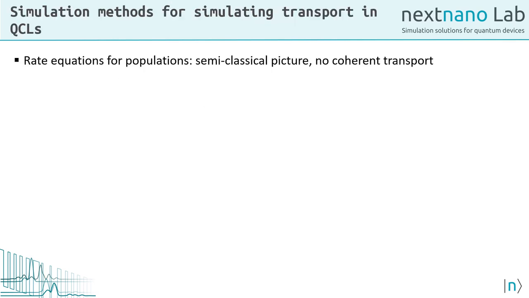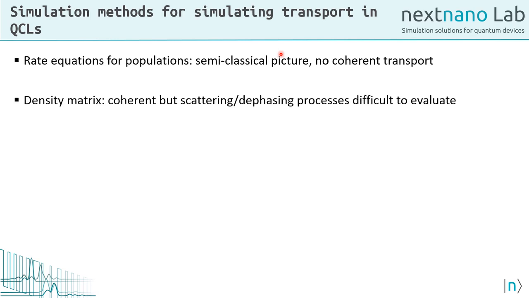So before seeing how we can plug in this new description of interface roughness into simulation of actual devices, I will come back on the different methods that can be used for simulating QCLs. First, the simplest model is given by rate equations for populations. This is a semi-classical picture for transport, because no coherent transport is accounted. Then we have the density matrix formalism, where coherent transport can be accounted, but it's difficult to account for scattering and dephasing processes.